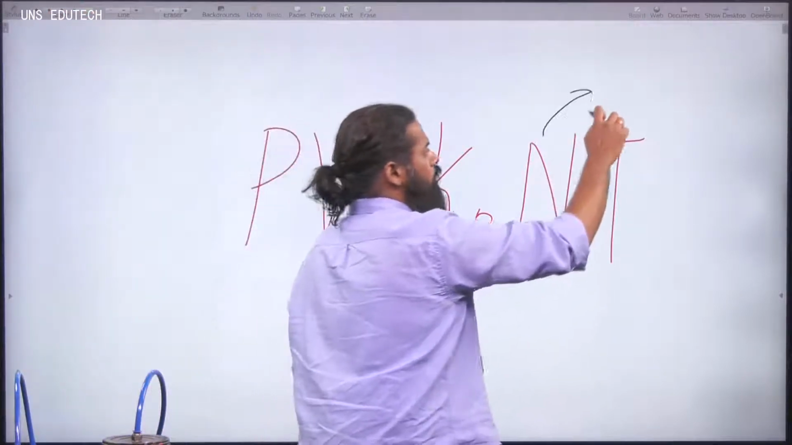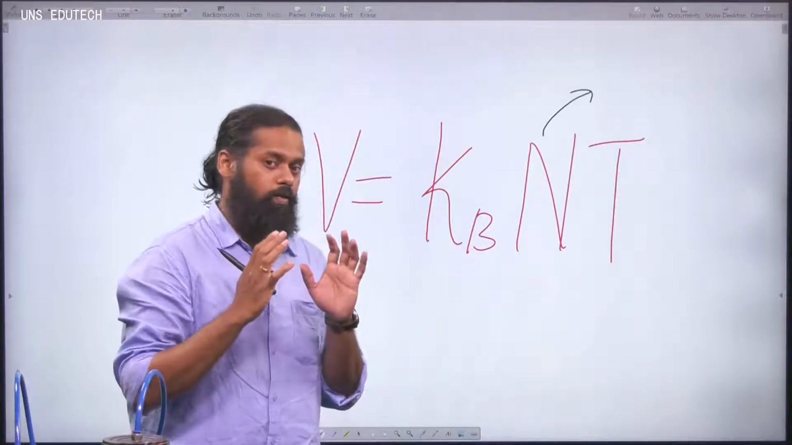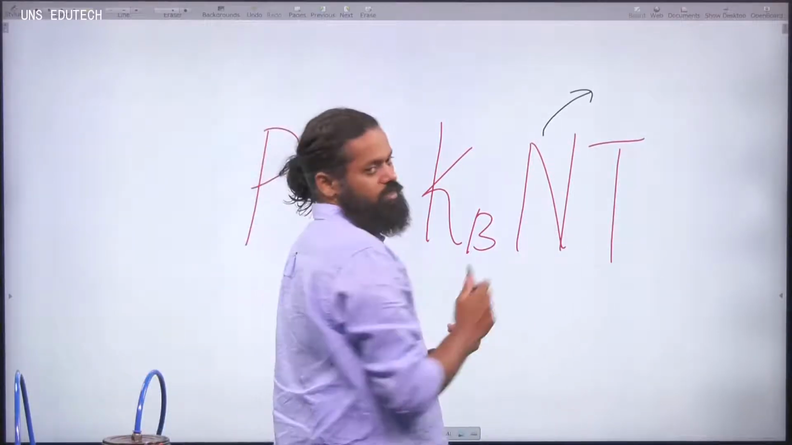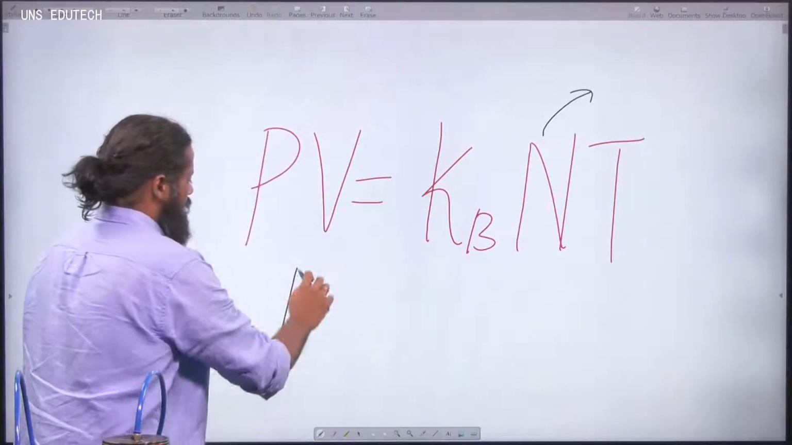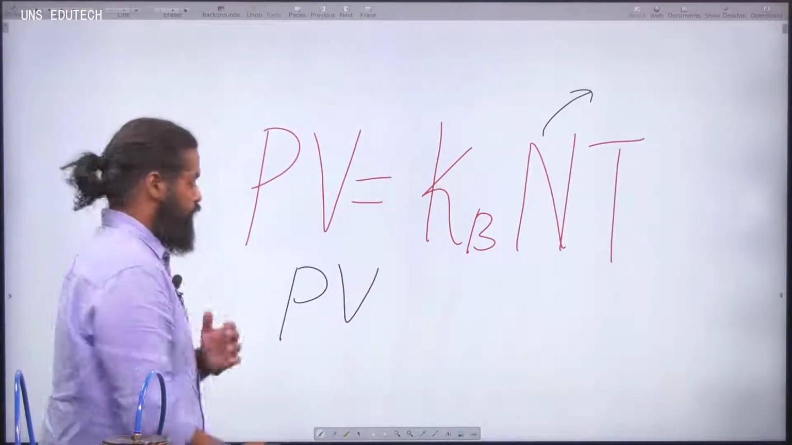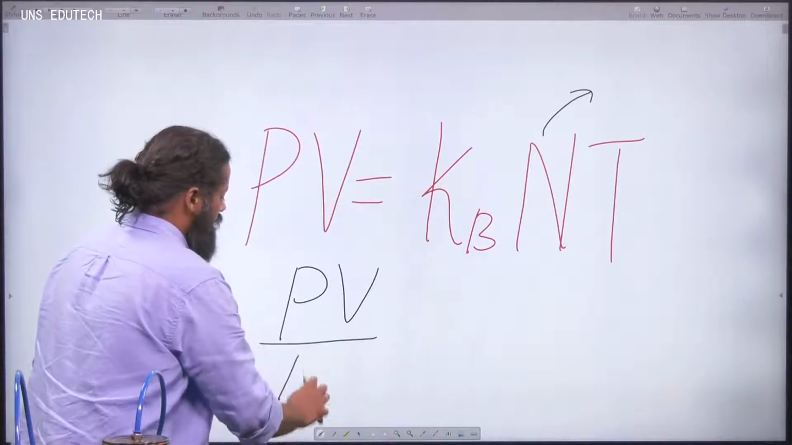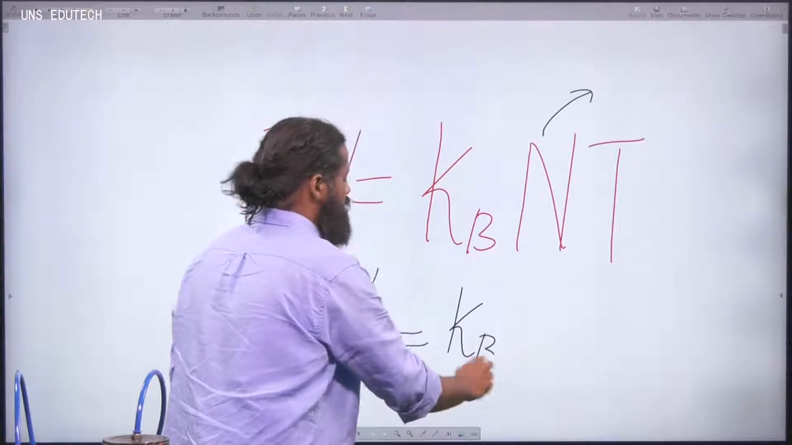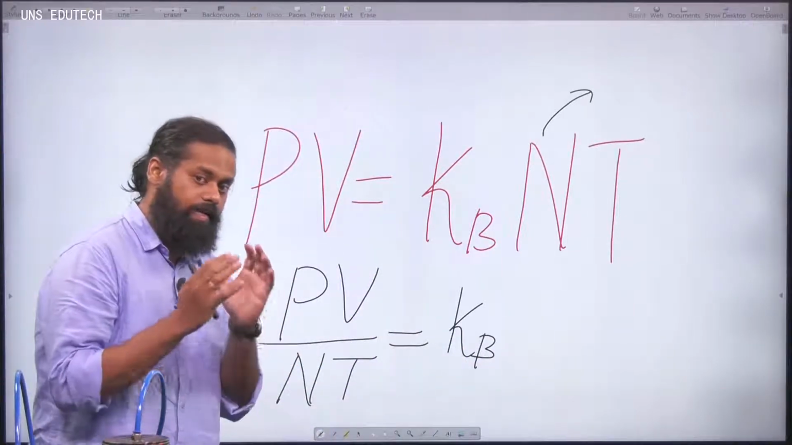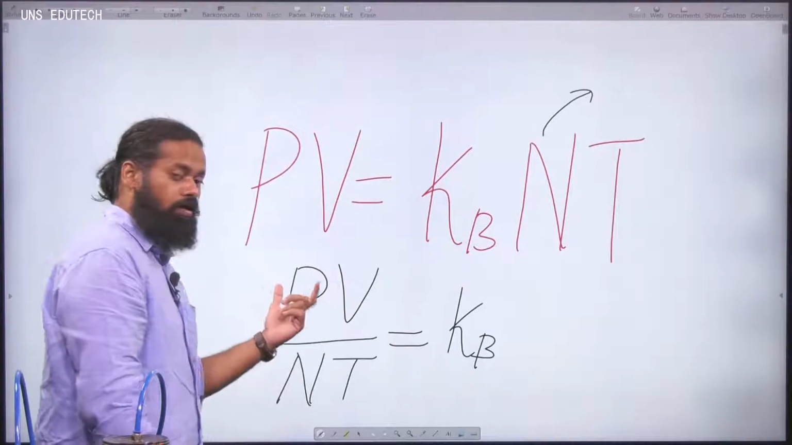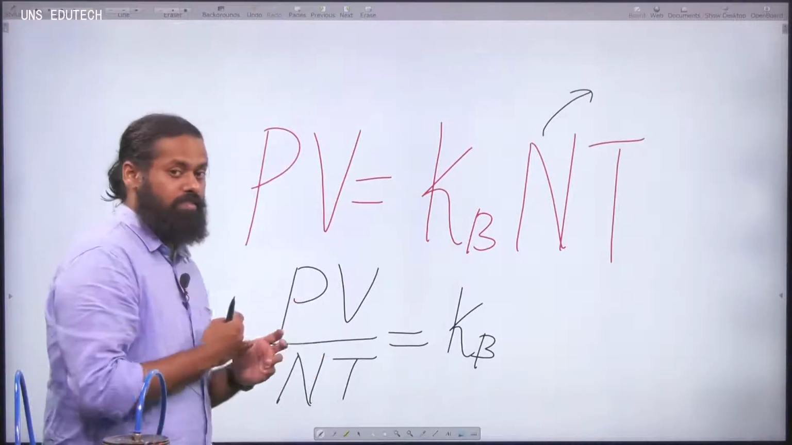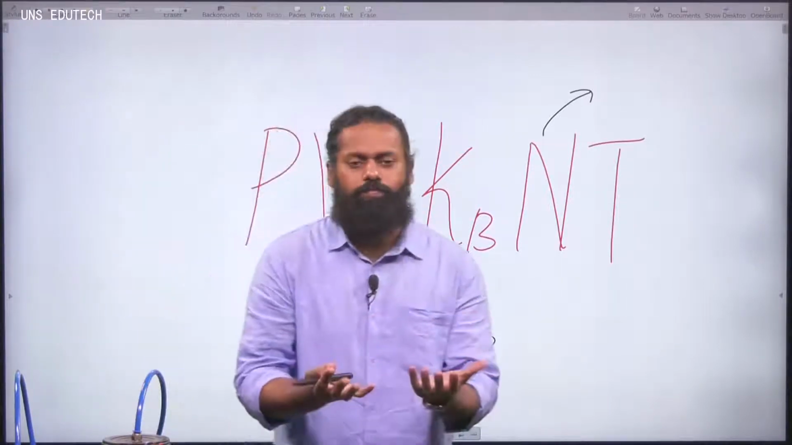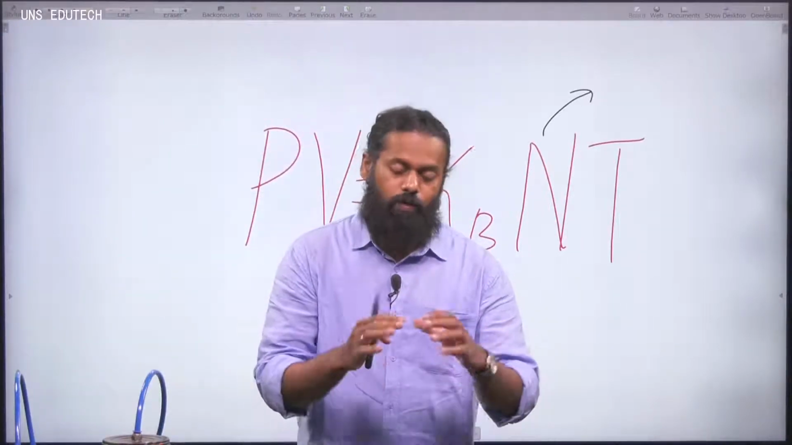Remember, this N is not the number of moles, this is the total number of molecules in the system. Total number of molecules, not moles. For moles we use small n. So this equation is called the ideal gas equation. PV divided by NT is equal to a constant. For any system you consider, these quantities are called state functions. In thermodynamics you will study this. State functions describe the situation of a particular volume of a particular species under consideration.